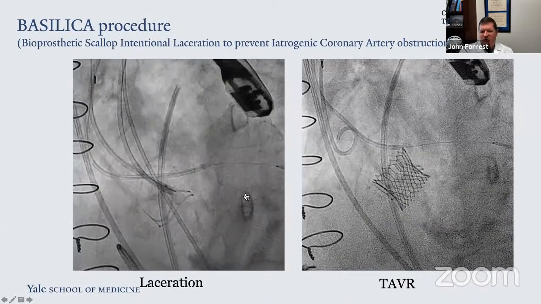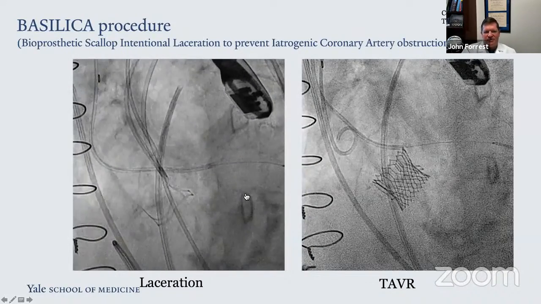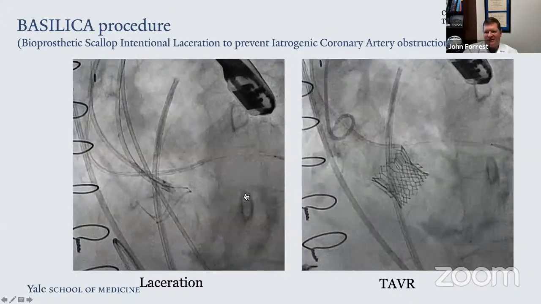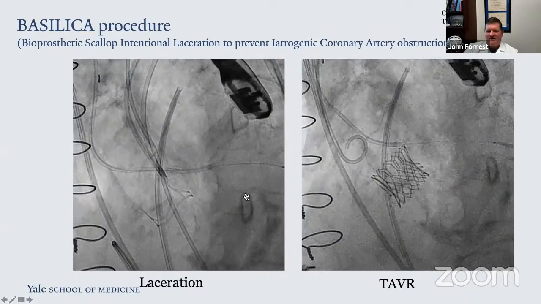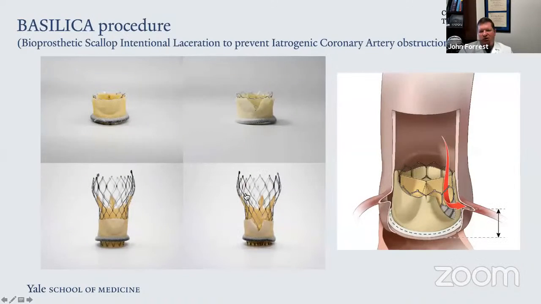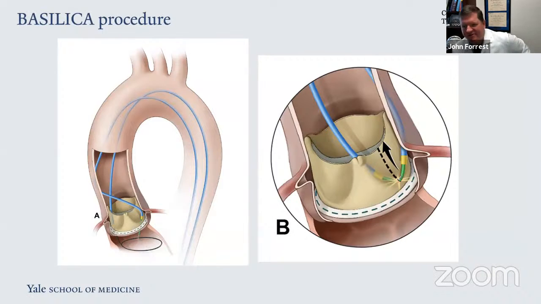So what can we do for this? One of the things that's come up is the BASILICA procedure. I'm not going to spend a tremendous amount of time because it can take people a long time. It's a lot to go into. But really what you're trying to do here is to create a laceration in the leaflet of the surgical valve that's there. So here's the surgical valve on the outside, and here's the leaflet that's been lacerated, either with a Sapien or with an Evolut valve. And you can see by lacerating it where it is lying in front of the left main ostium, you then allow blood to flow down through the frame that wouldn't have been able to flow through the frame previously.